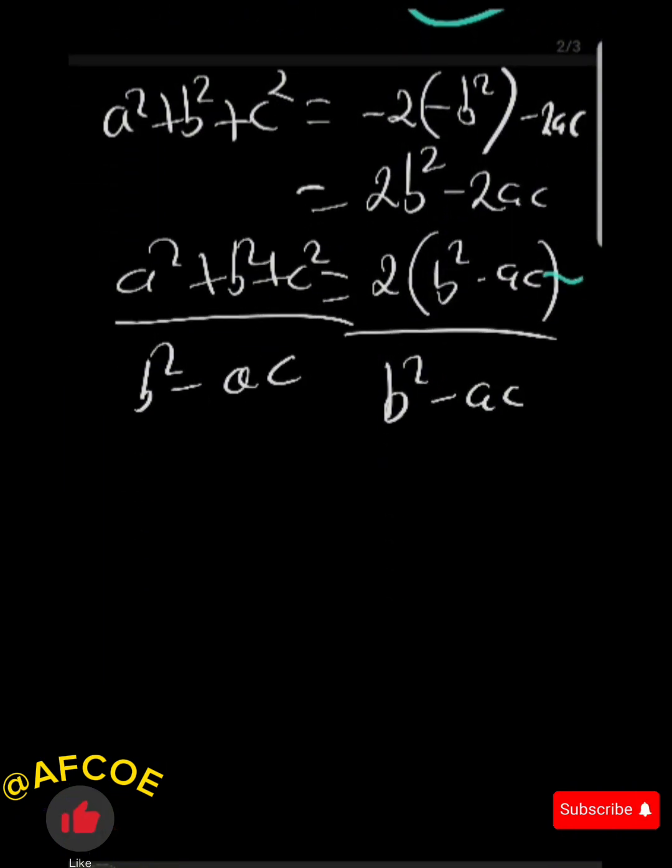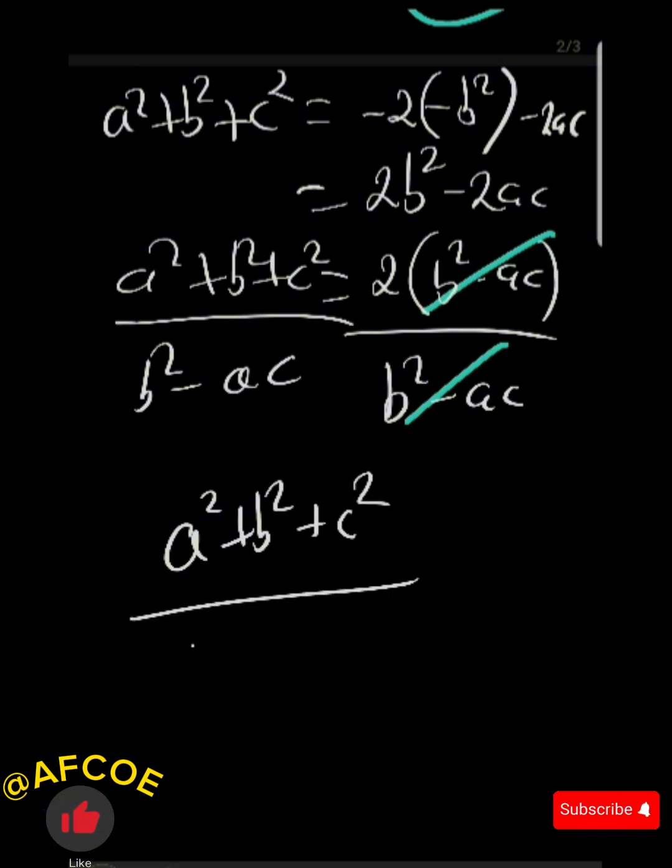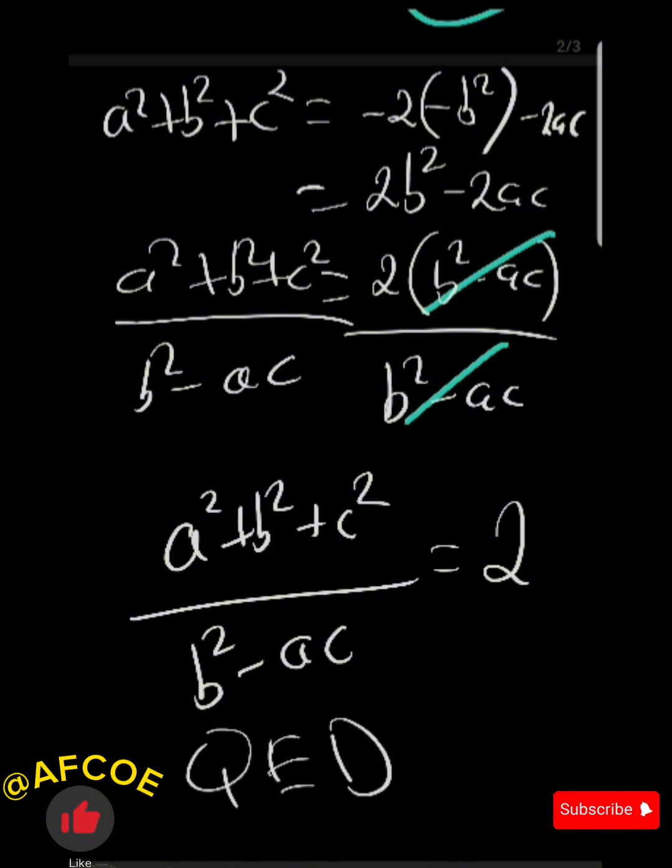And on this side, you see that this one will just go with this. I simply be having a squared plus b squared plus c squared all over b squared minus AC equals 2, as required to show. And that is all. So this is how you do it.